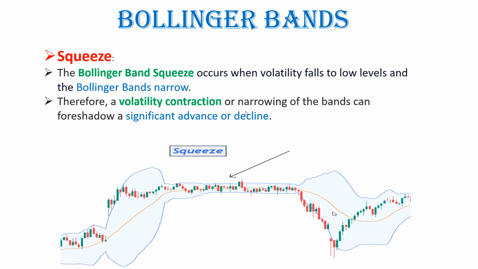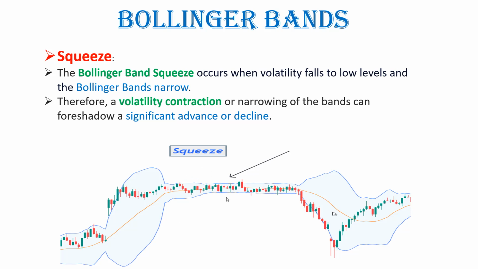Next, the main concept in Bollinger Band we have to understand is the skews, that is Bollinger Band skews. Here we can see that the Bollinger Band got skewed and the candles are in between this skew. This is called the consolidation phase. So in Bollinger Band we call this a skew in the price. The Bollinger Band skew occurs when volatility falls to low levels and the Bollinger Band becomes narrow. Therefore, volatility contraction or narrowing of the bands can foreshadow a significant advance or decline.